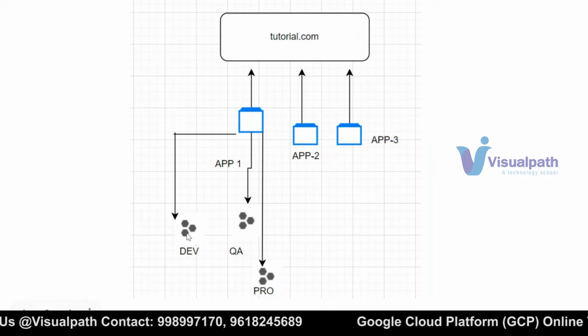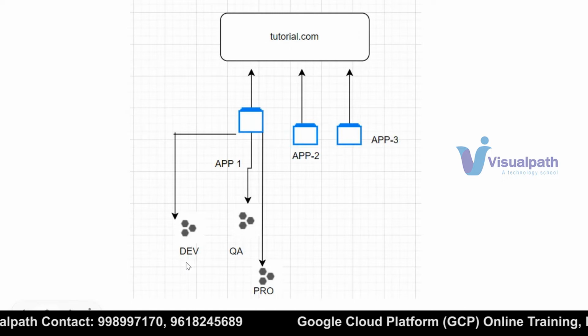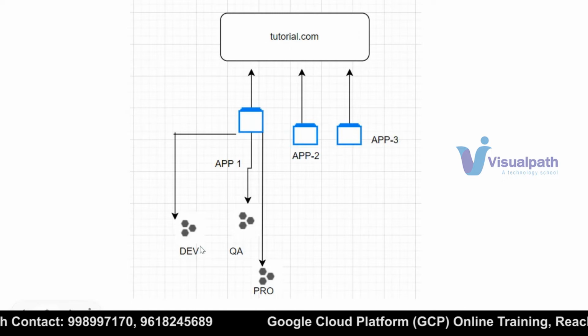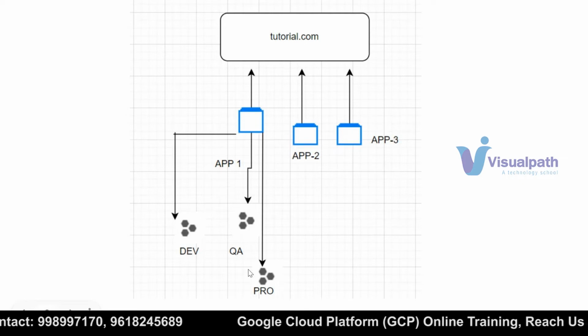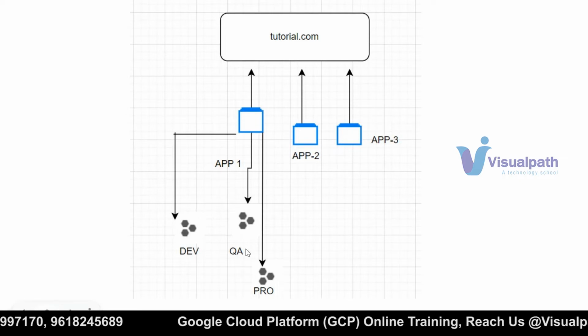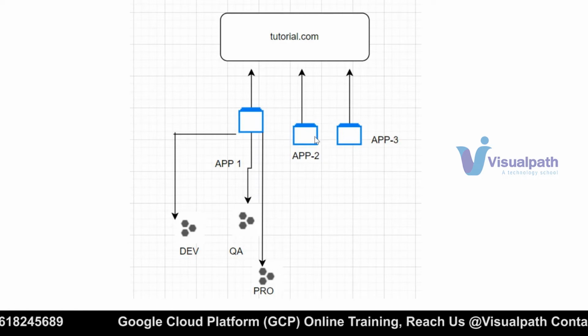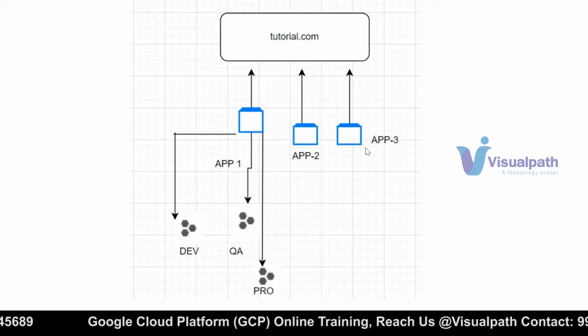Inside the development environment, we will have development-specific machines and the database and all. Inside the quality environment, we will have quality-specific Windows or Linux machines and database, similar for the production environment. This will be the same for application one, application two, and application three also.